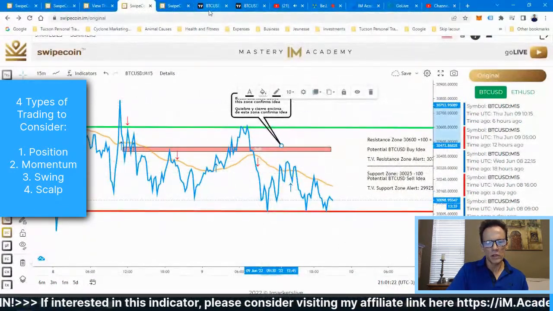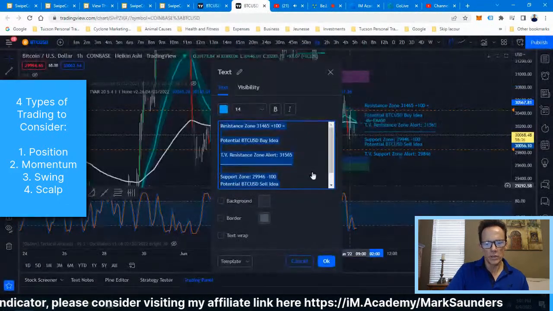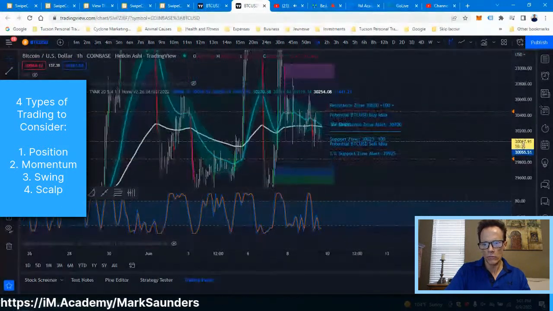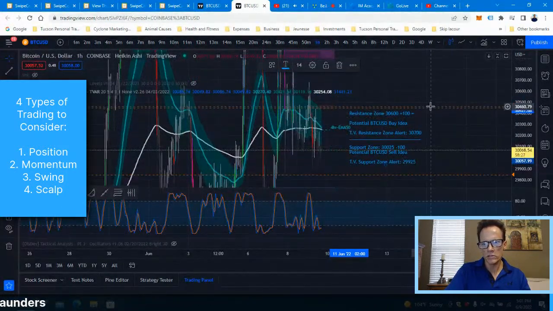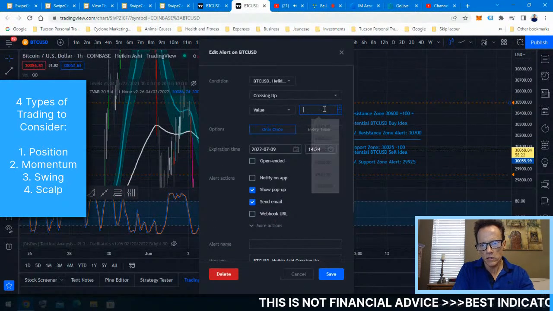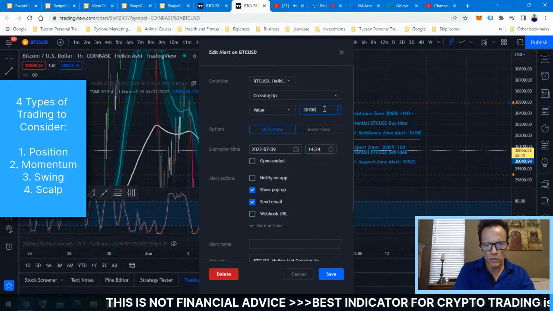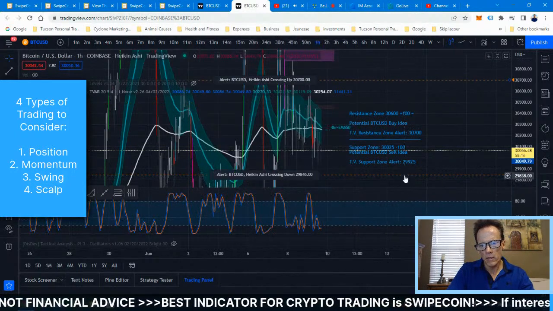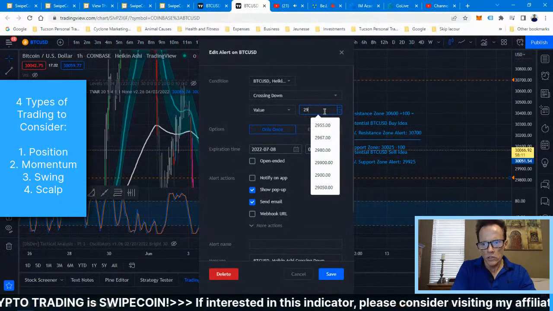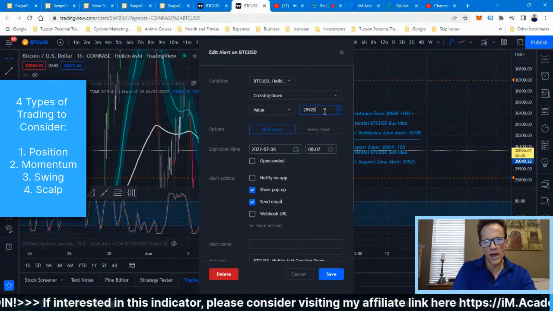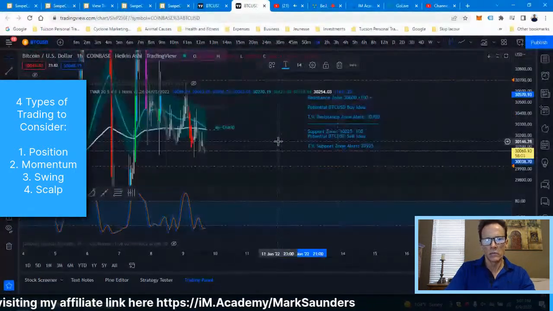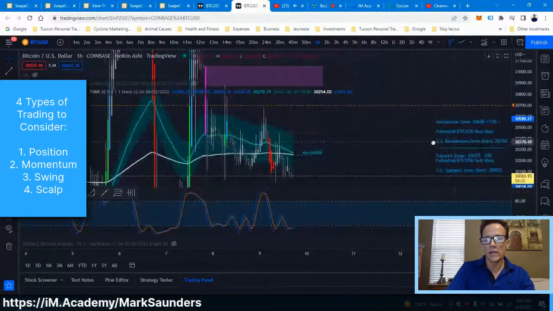And then what I'm going to do is put notifications. So I'm going to update my notifications. If it crosses up at 30,700, we're going to get a notification. If it crosses down at 29,925, that's when we're going to consider, doesn't mean we're going to get in, but it means that's when we're going to consider getting in.